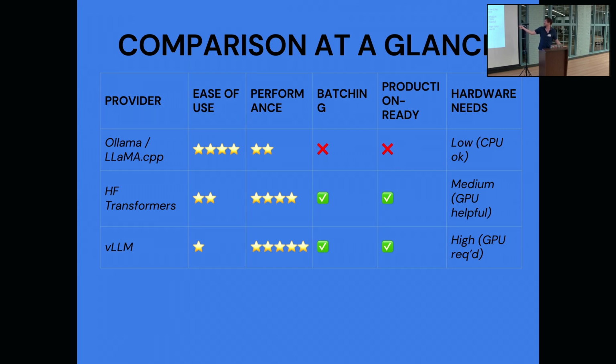But again, it just needs a CPU. They don't make any sort of assumption about your hardware. Now, this one, again, the Hugging Face one, not as easy to use. Very great performance. You can practically get fantastic performance out of this. It does have batching. You can control how much batching you give to the model. You can easily batch multiple requests all at once to that model, and it handles it under the hood with PyTorch. It is production ready. You can use Hugging Face Transformers in production. I've certainly done that.